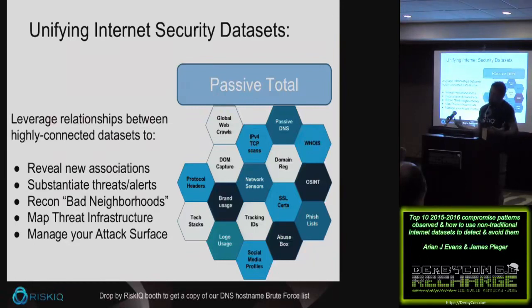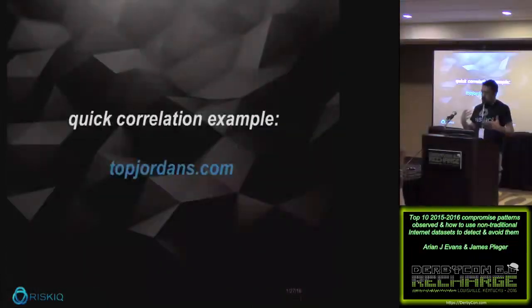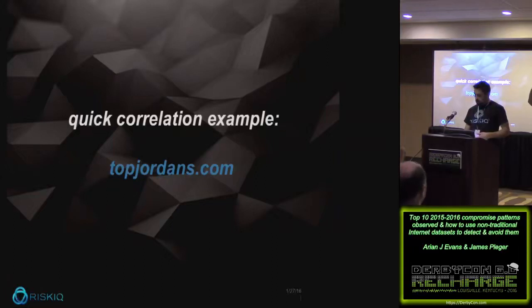So we want to pull all this data together and use it essentially to reveal new associations, map out bad neighborhoods. For those of you that don't know, we were in the process of doing this at DerbyCon last year, but we acquired PassiveTotal, which is a free community edition product for you to use in investigation. It's got a UI, or you can just do queries through the API, but we dropped it on top of our data sets, and we're slowly exposing these data sets out through PassiveTotal so you can have access to them in the community.